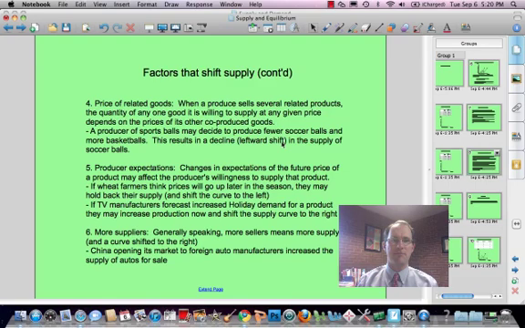Think also of something like a farmer's market. If there are two suppliers there, they each have a table full of tomatoes. If you have 10 suppliers, they're going to have 10 tables. Even if they're not full of tomatoes, you will have more tomatoes there than you did before.